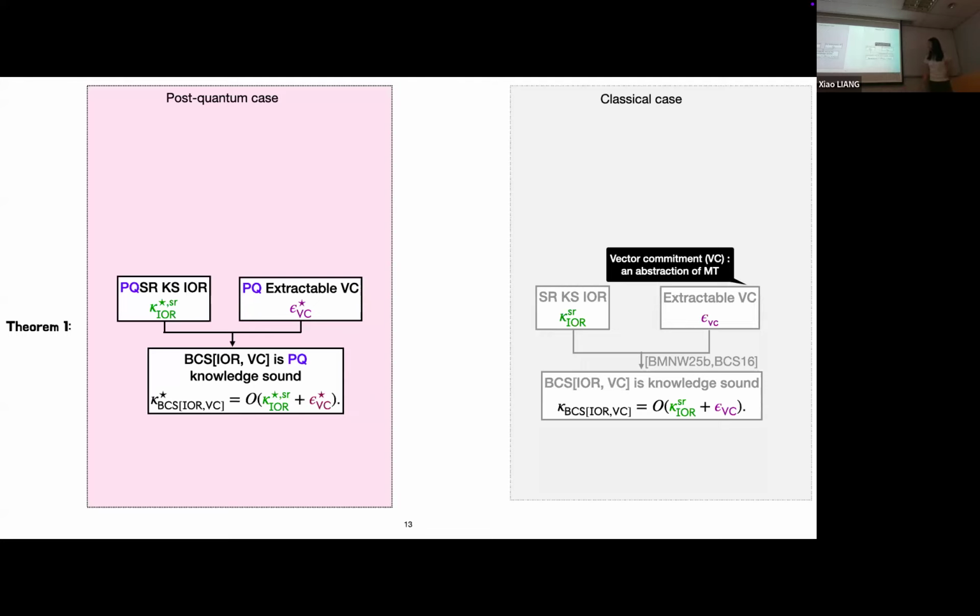Sorry, what does SRKS mean? It's state restoration knowledge soundness. SR is state restoration, and this is knowledge soundness. Oh, okay.